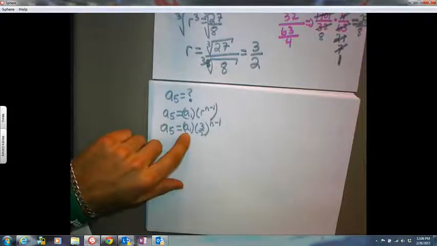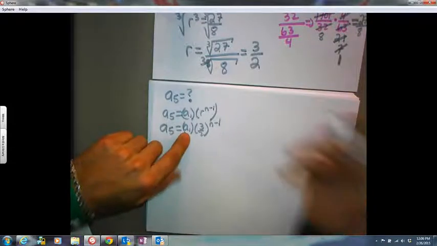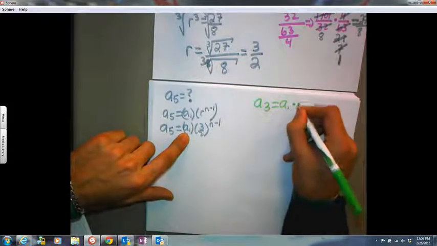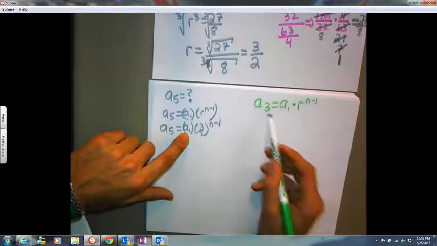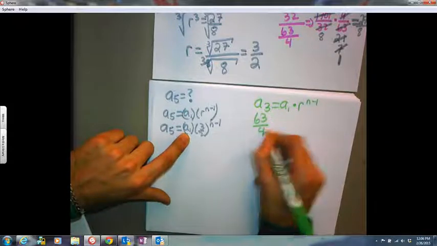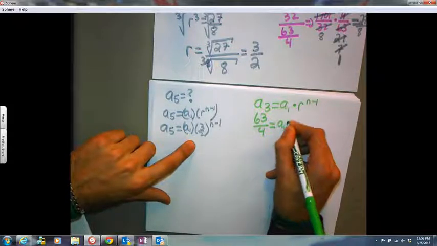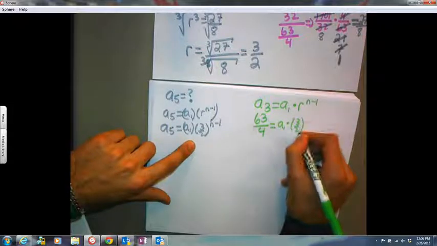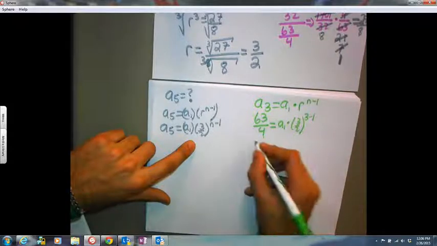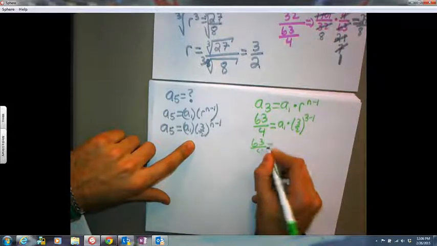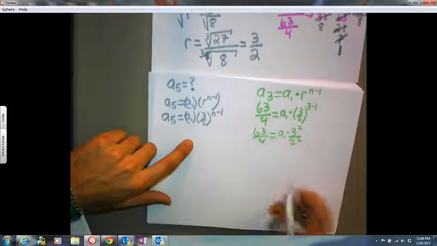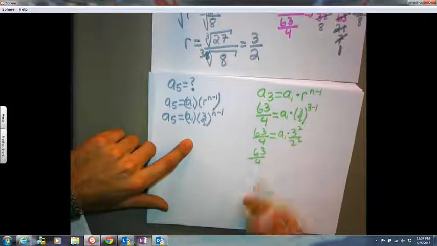So, to find A1, we know that A3 is equal to A1 times R to the n minus 1. A3, they already gave to me, 63 over 4, equals A1 times 3 halves to the 3 minus 1. 63 over 4, let's see.